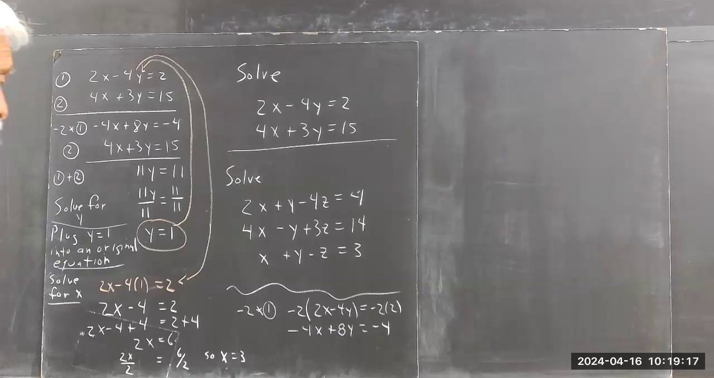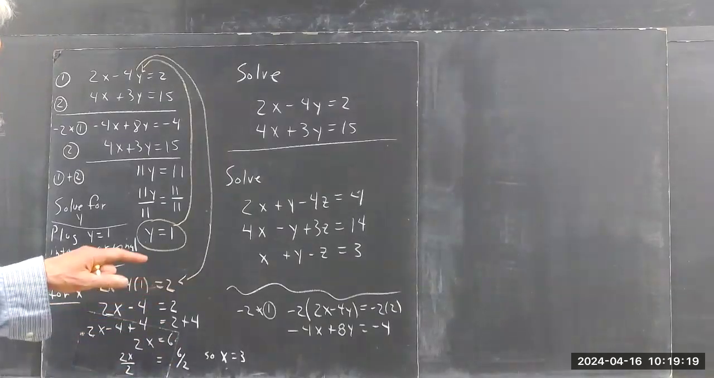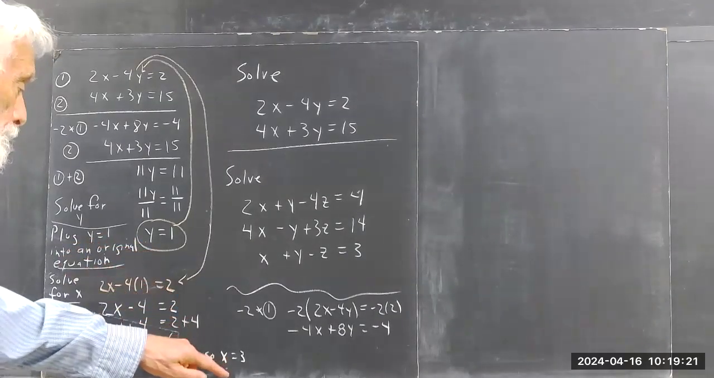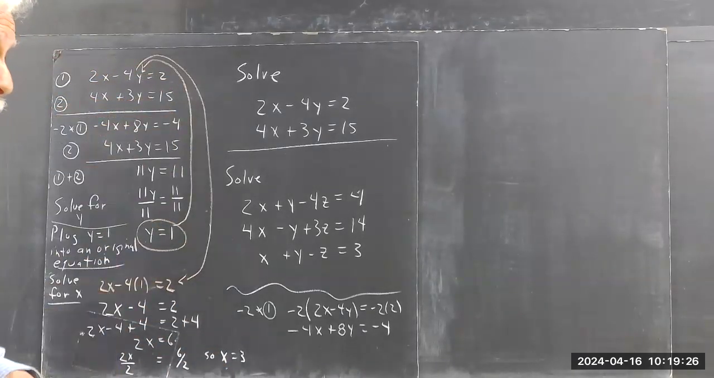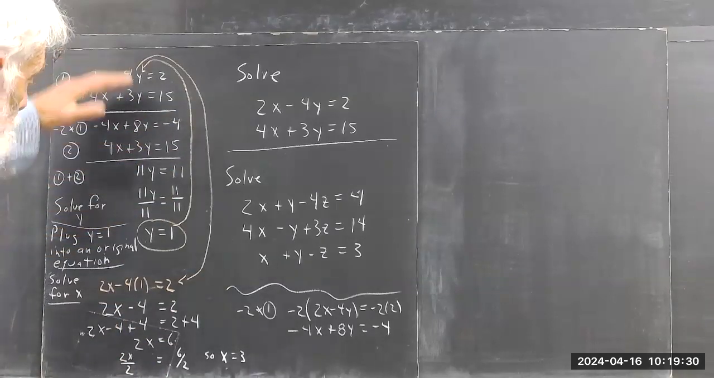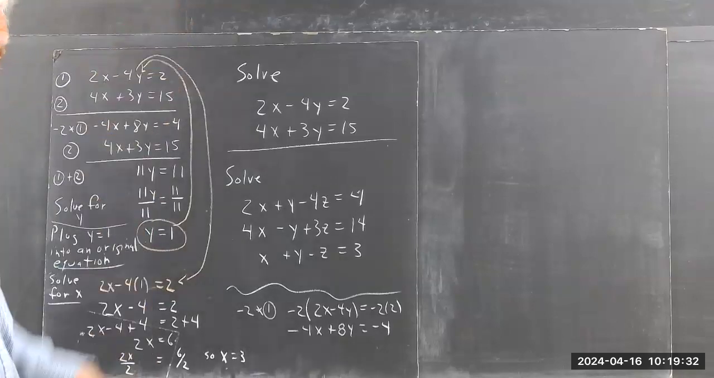Now, we would then plug y equals 1 and x equals 3 into each equation and show that both equations are satisfied. Okay. But we're going to go through this process again. I'm going to give you another problem.